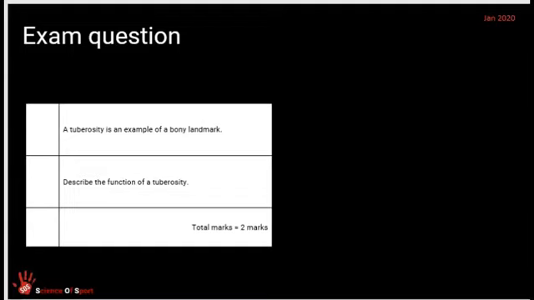So finally then, again, just to give you a sense of a potential exam question on this topic of bony landmarks, here's one. It's for 2 marks, and it gives you a bit of context. So often the examiner will give you a sentence or so that sets the scene. So a tuberosity is an example of a bony landmark. That's a statement. And then they follow up with the next sentence asking you to describe the function of a tuberosity. So 2 marks to give the function of a tuberosity.